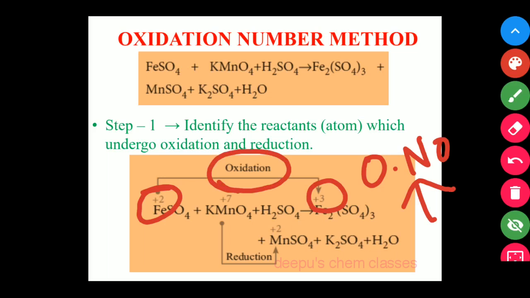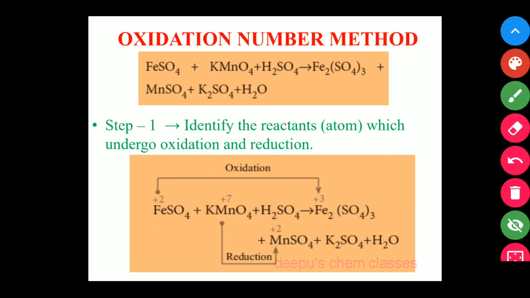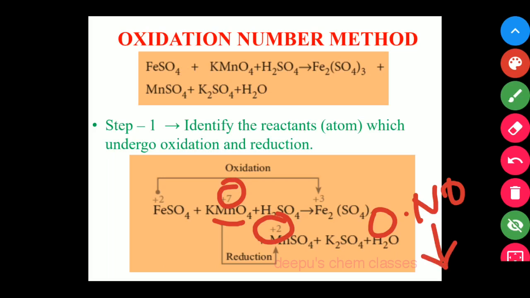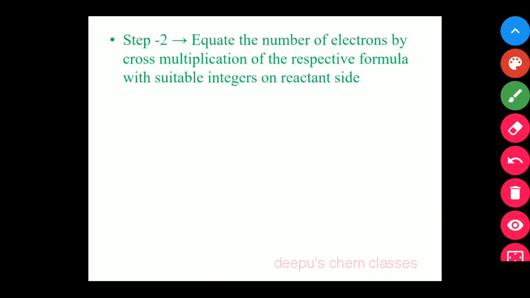Oxidation number increases means what is the process actually called? Oxidation, right? Then on the reactant side, manganese shows +7 oxidation state and on the product side manganese shows +2. So here the oxidation number decreases. Oxidation number decreases means what is the process? Reduction.